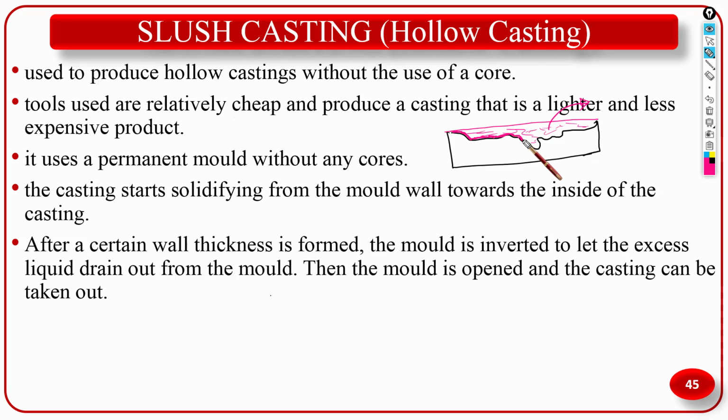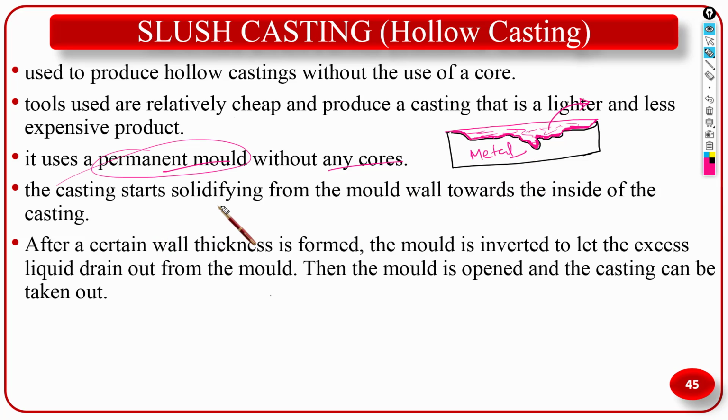Lockets, which we wear, are formed like this. These are all made by slush casting. So this thin layer is formed, and now this thin layer is our casting. This is a locket having some kind of shape. It uses a permanent mold without any core. See here it is written permanent mold. That means obviously this is going to be metal.